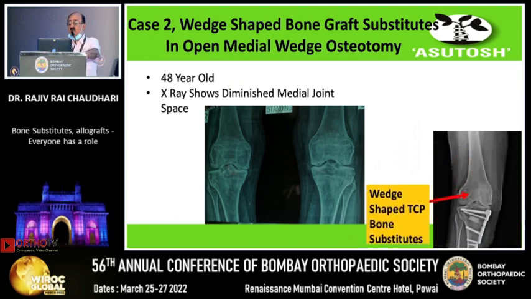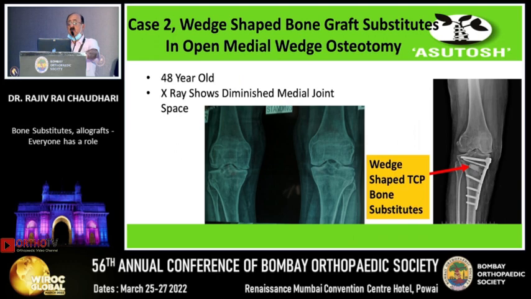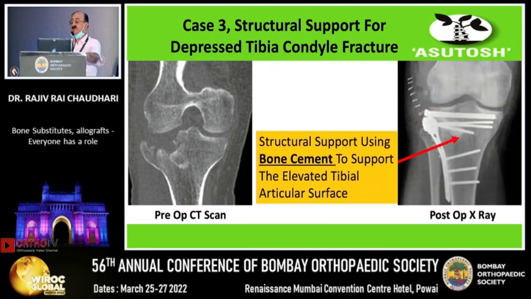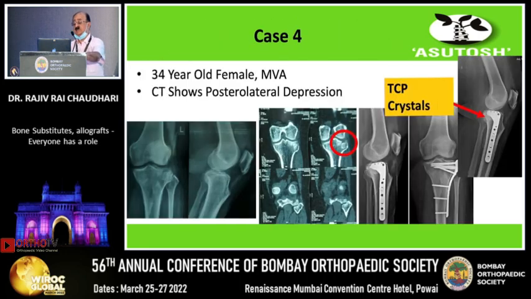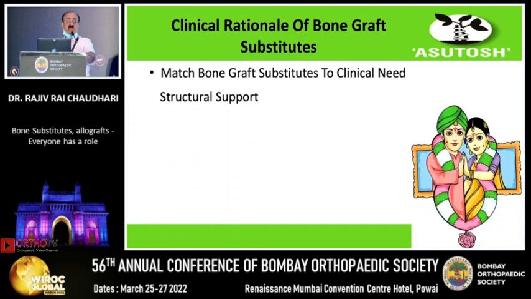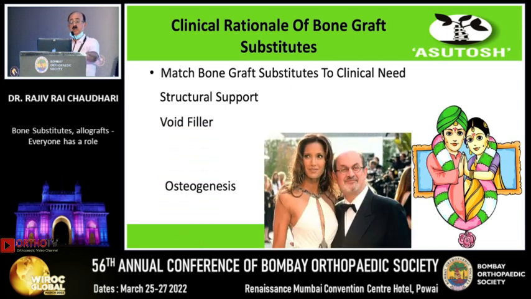Another case, very commonly done: open wedge proximal tibial osteotomy with a wedge-shaped tricalcium phosphate. These wedges come in various sizes, and you can use exactly the size you require. Another place where everyone uses it very frequently is structural support for the depressed condyle fracture, and here bone cement has been used to elevate, and that's your fixation. Another case, a 34-year-old doctor with posterolateral depression, and this has been elevated. So the question you ask is, do you need structural support or do you need a void filler? And where does osteogenesis come in?